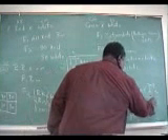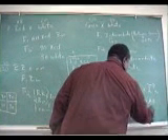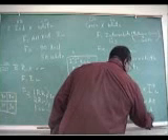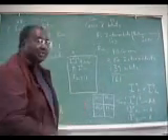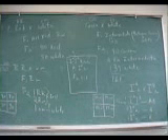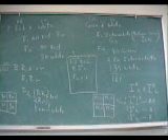So this would be type AB. This would be type A. This would be type B. And this would be type O. In this relationship, AB is codominant.